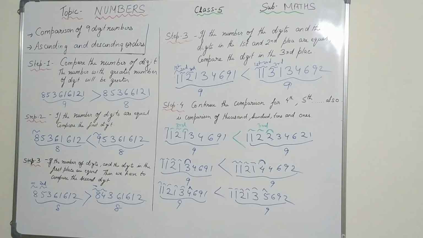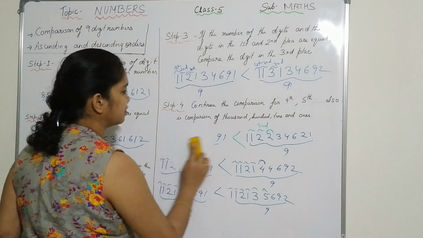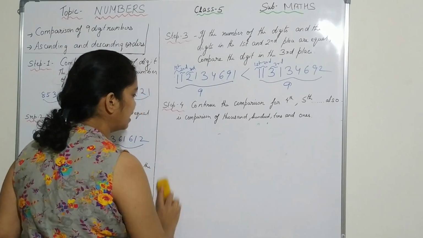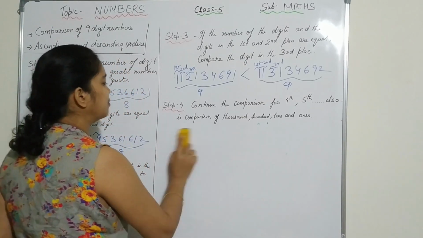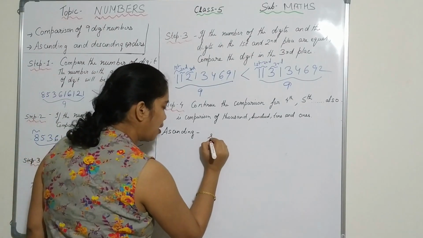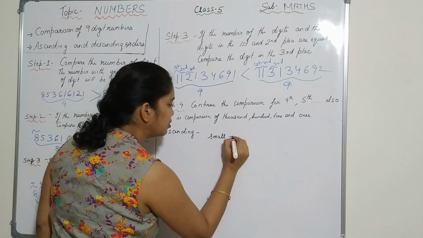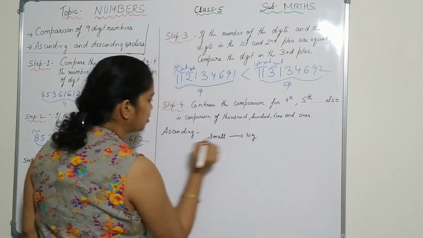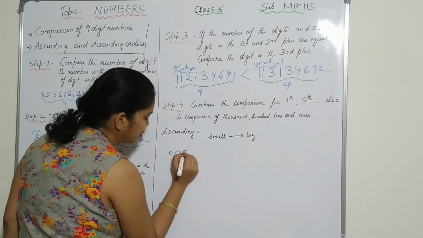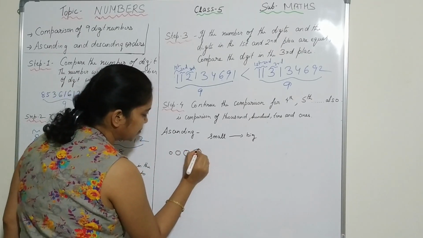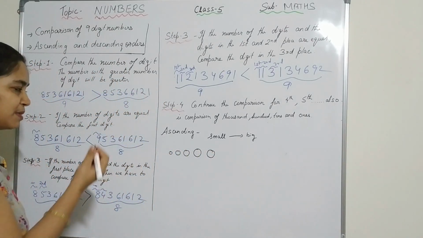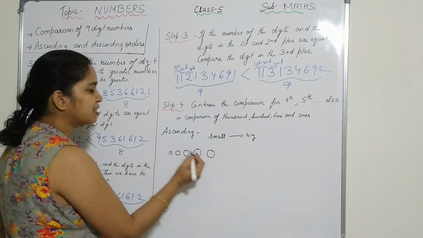Now we will come to what is ascending and descending order. This comparison is done. What do you mean by ascending order and what do you mean by descending order? Ascending means from small to big. So a small ball is there, then a bigger ball, then a little bigger, then a little more bigger, and then the biggest. Like this the numbers can be arranged.